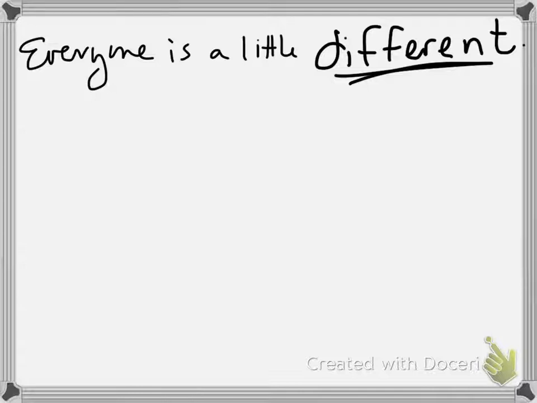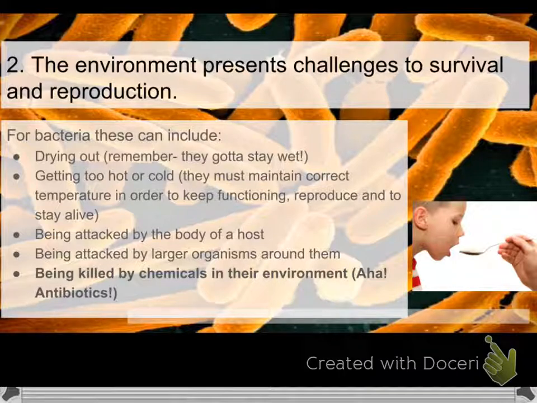Well, why does that matter? Why indeed, you say? Second point. The environment presents challenges to survival and reproduction. I'll read it, then I'll shut up. For bacteria, these can include drying out. It's a challenge to homeostasis. They've got to stay wet. Getting too hot or cold. They must maintain correct temperature in order to keep functioning, reproduce, and stay alive.